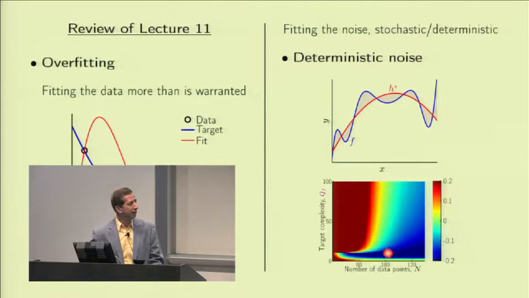And indeed, we ran an extensive experiment where we compared the deterministic noise parameterized by the target complexity. The more complex the target is, the more deterministic noise we have. And we found that the behavior, the impact on overfitting, is fairly similar to the behavior when we increase the stochastic noise in a similar experiment.